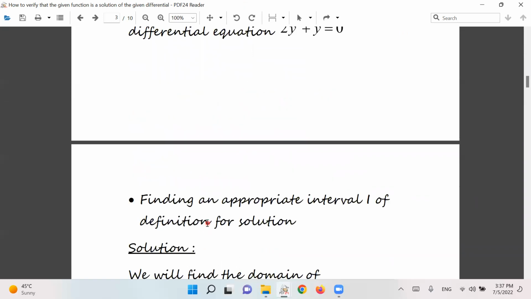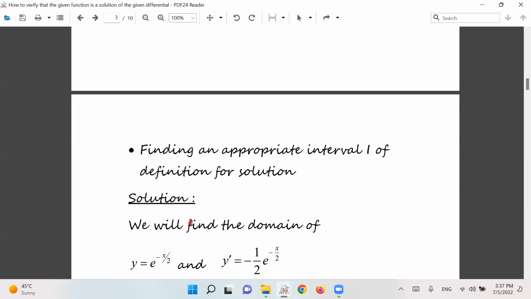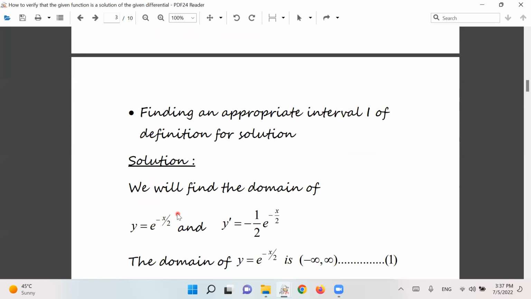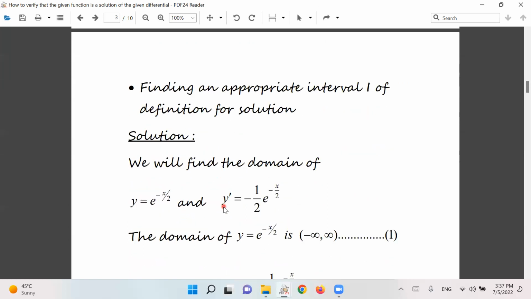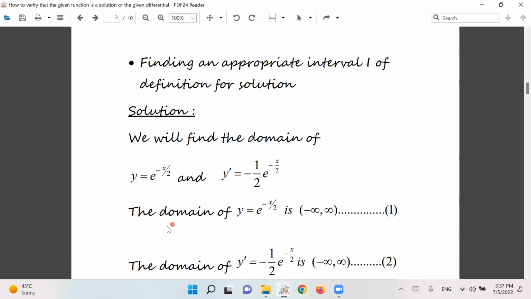The second thing we have to find is an appropriate interval I of definition for the solution. How to find this appropriate interval? First, we have to find the domains of y and y dash. So we have to find the domain of this solution y equals e power minus x over 2. That domain is whatever value we substitute in x, it must give us a definite value of y, or a real value of y.